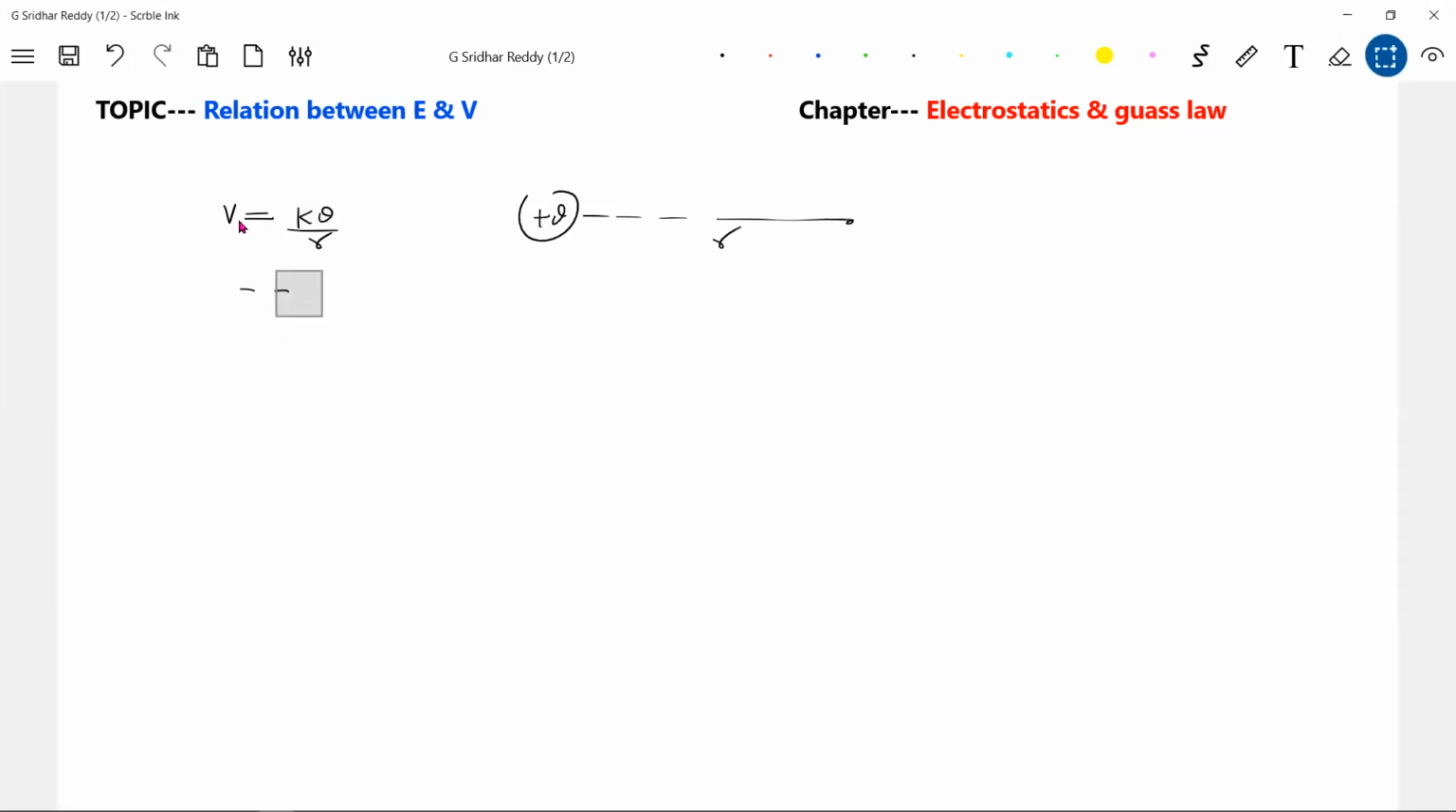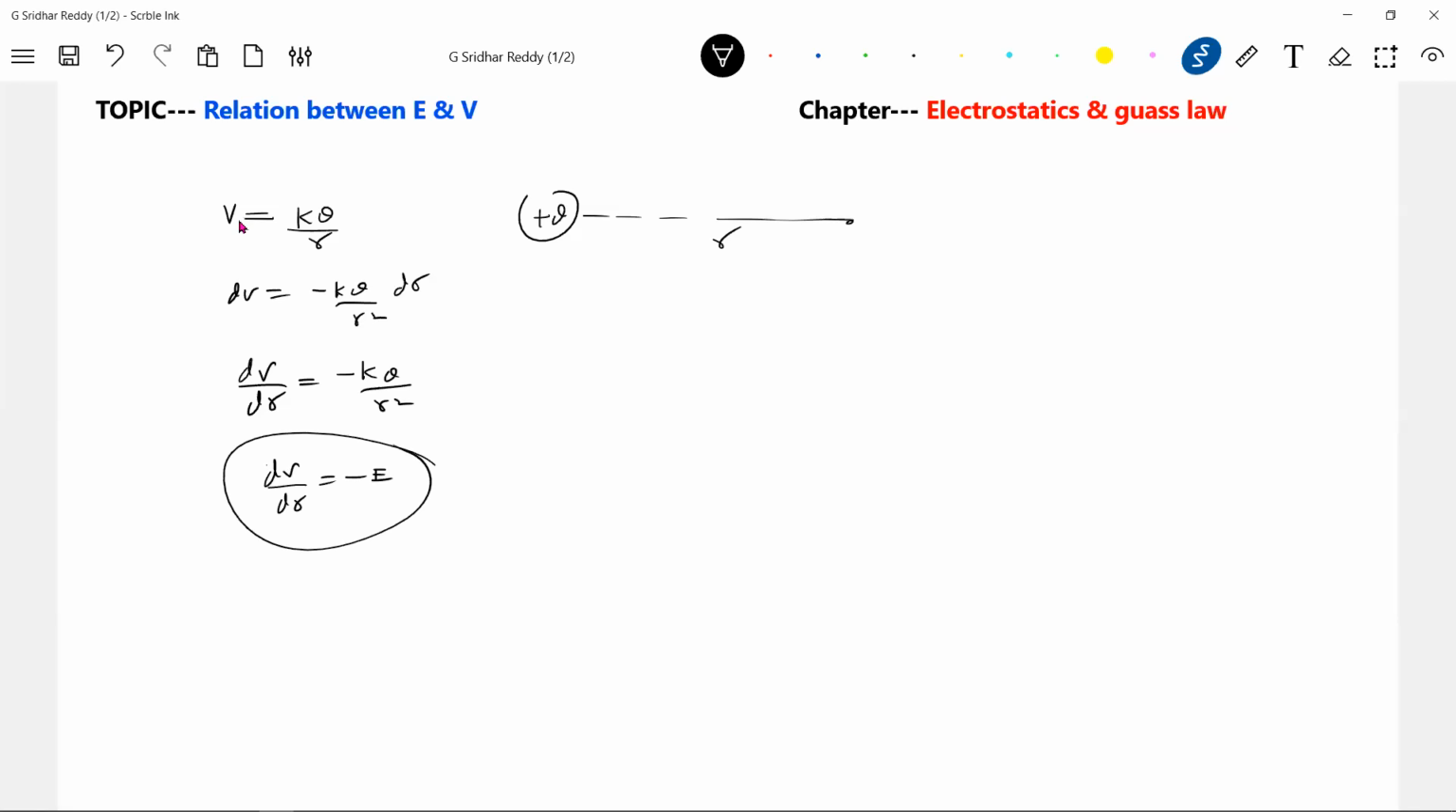Let me differentiate, we'll see first. dV is equal to minus KQ by R square into dr. So dV by dr is equal to minus KQ by R square. KQ by R square, what you can write as E. So dV by dr equals minus E. So how the electric field and potential are related is given by this particular formula.